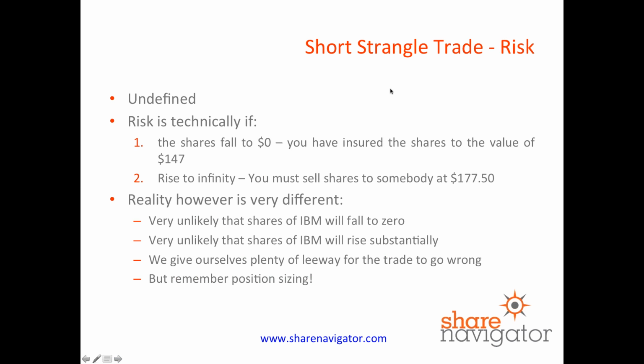So what's the risk in a trade like this? Well, it's undefined. If you think about it, technically you've insured the value of somebody's shares to the tune of $147 with the short put. So if the shares fell to zero after earnings, you'd have to stump up $147 per share, and then they could rise forever and ever and ever to infinity. And of course, you then have a short call, which basically means you have to sell the shares to somebody else at $177.50.